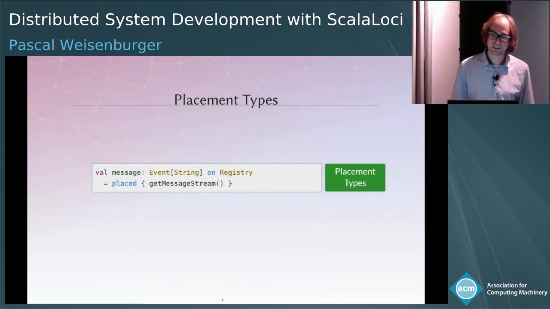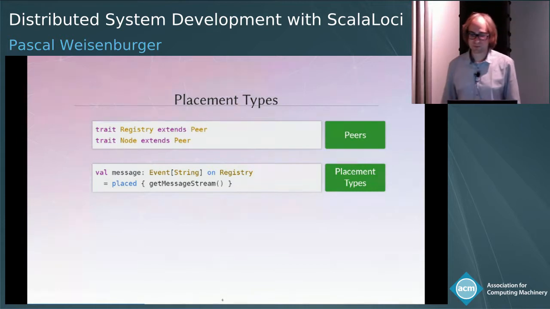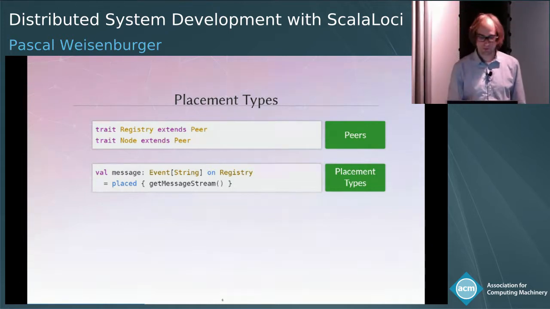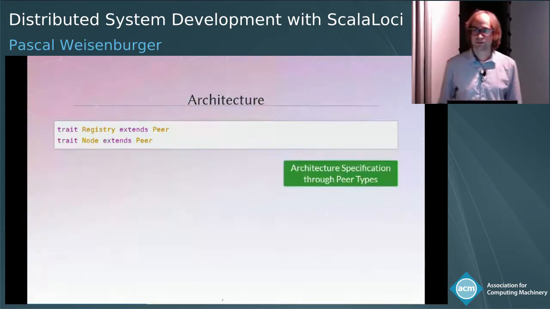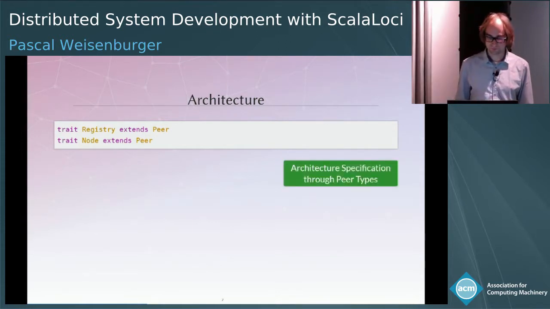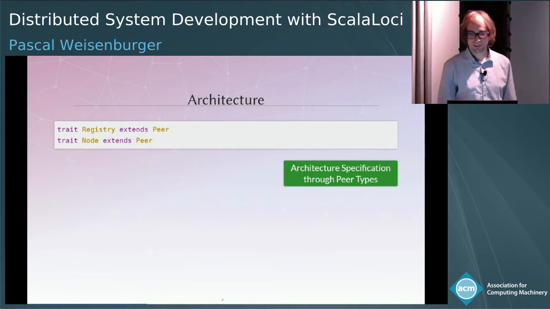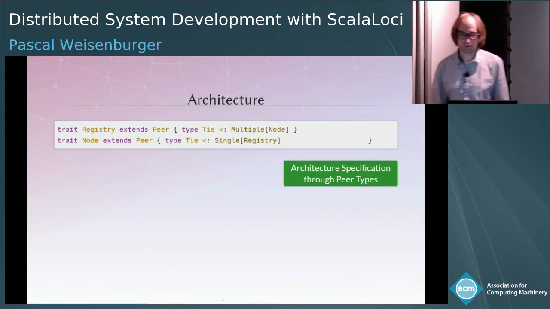We can then freely define the components of our distributed system as Scala traits that inherit the peer trait. So we now have a registry peer and a node peer in our distributed system. Let's keep using our example with this registry and node peer. Here we can specify the distributed architecture using those peer types. The way we define the architecture is by specifying ties between peers.